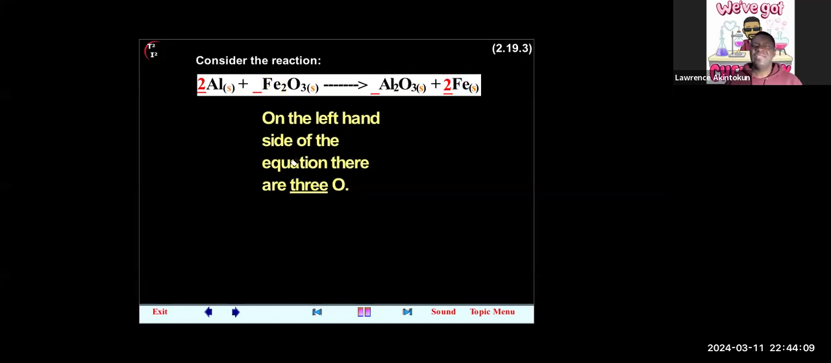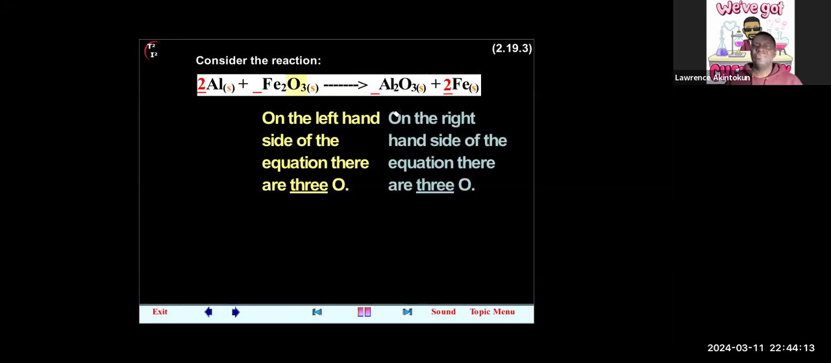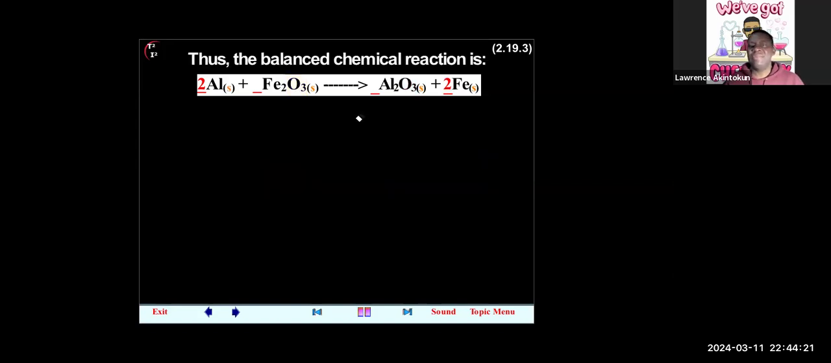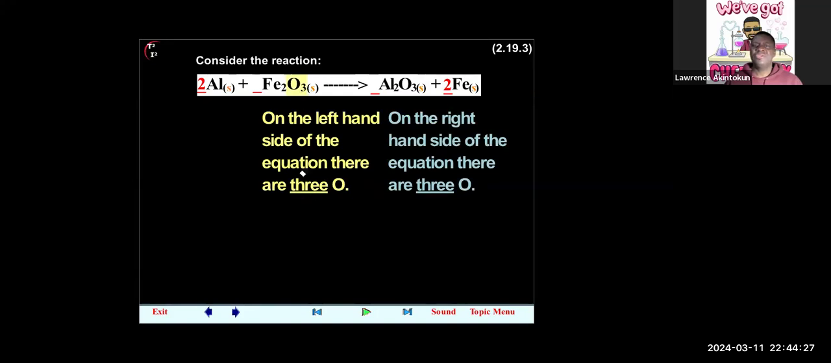On the left-hand side of the equation, there are 3 oxygen. On the right-hand side of the equation, there are 3 oxygen. So oxygen is balanced. You have 3 oxygen on both sides of the equation, in Fe2O3 and Al2O3.